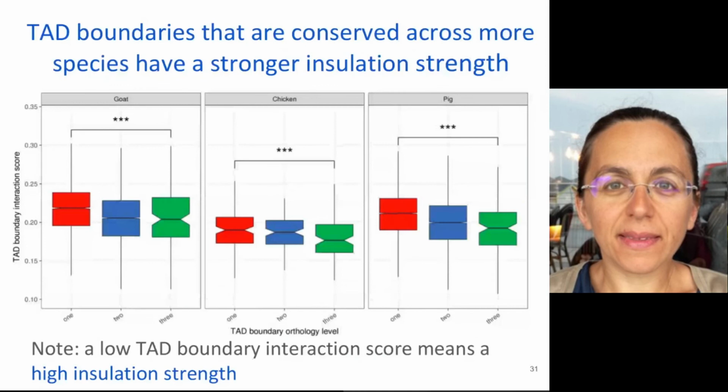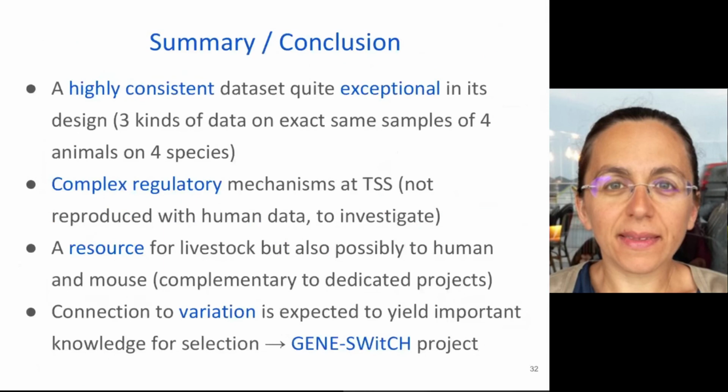So on slide 32, as a summary and conclusion, I would say we have a highly consistent data set that is quite exceptional in its design, in the sense that we have the same assays done on the exact same samples from animals of 4 different species. Usually you have 2 species and many more tissues, or you have 20 species but only one kind of assay, like in the Villar et al. data, for example. But having all this diversity of assays in all those species was quite rare.